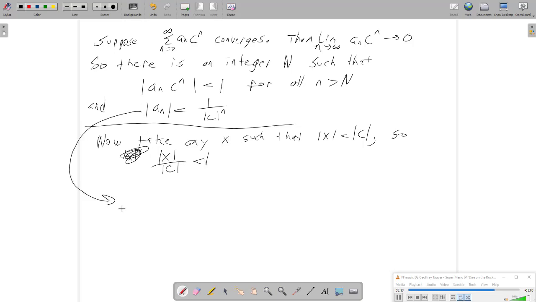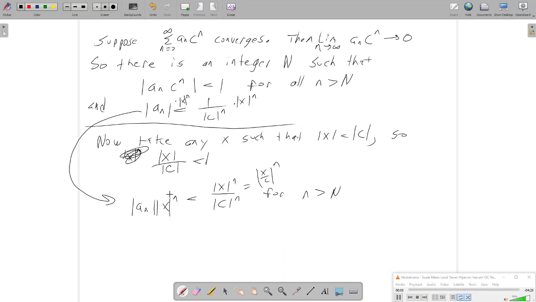Taking this and multiplying both sides by x to the n gets us the absolute value of a sub n x to the n is less than the absolute value of x to the n over the absolute value of c to the n, for little n bigger than capital N. Now we know this is of course just equal to x over c in absolute value to the n.